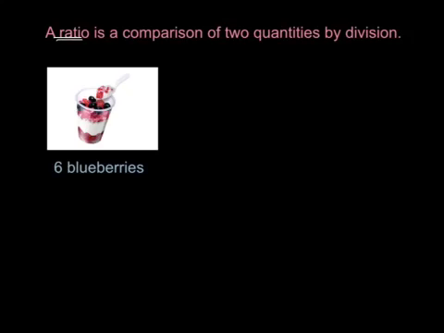Also, one of the fruits in the fruit and yogurt parfait is a strawberry, and let's say that there are 12 strawberries. Finally, in this fruit and yogurt parfait, there are also raspberries, and we'll say in this one there are 8 raspberries.